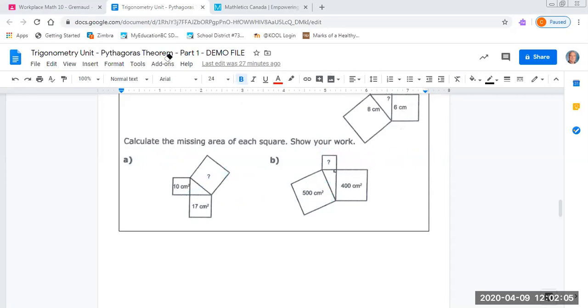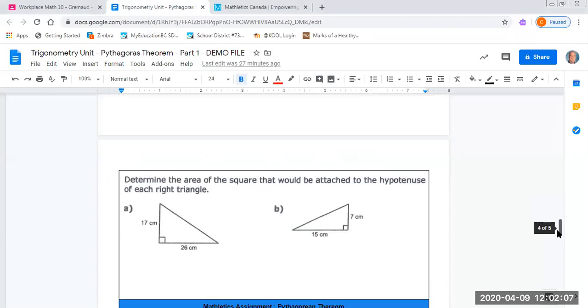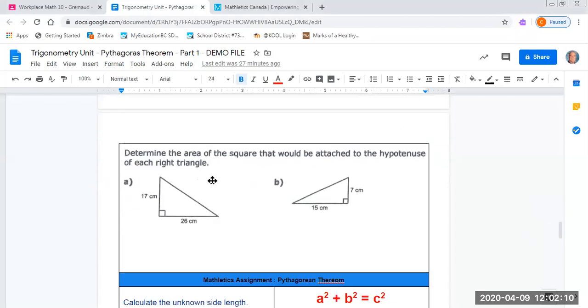So looking down at the next question, it says determine the area of the square that would be attached to the hypotenuse for these two right triangles. So let's take a look at how we can do that. So what we need to do here is we need to firstly consider that we have a square here and we have a square here, but these two are the legs, and that the hypotenuse, which is directly opposite the right angle, is going to be the biggest of the squares. And I'm just going to try to draw this as best I can.